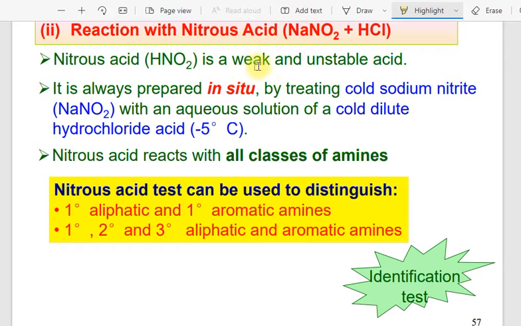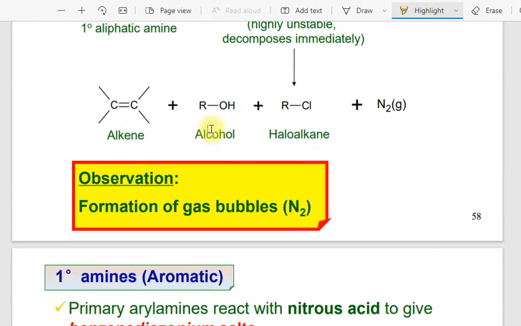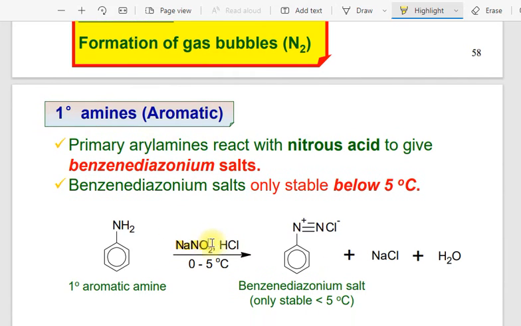Nitrous acid is a weak and unstable acid, always prepared in situ. What does in situ mean? It means treating cold sodium nitrite with an aqueous solution of cold dilute hydrochloric acid. So that's why when we write down the reagent, we have to write like this: NaNO2 HCl, and then the condition is 0 to 5 degrees Celsius.